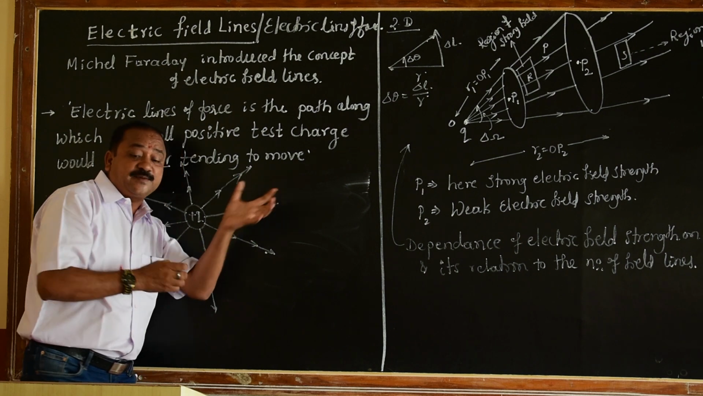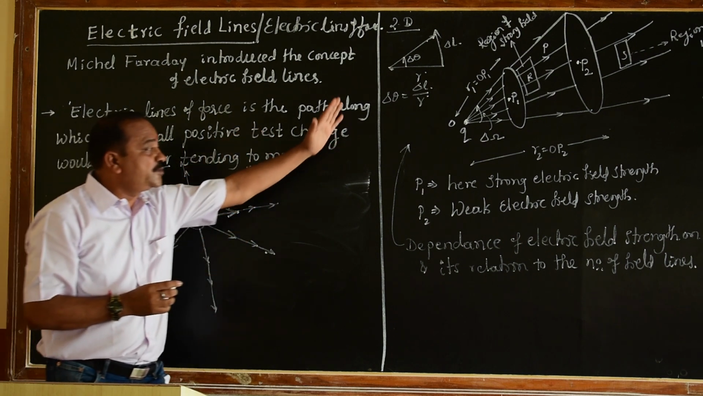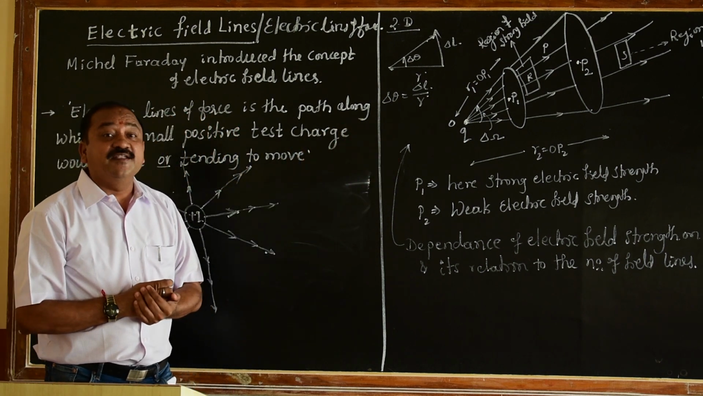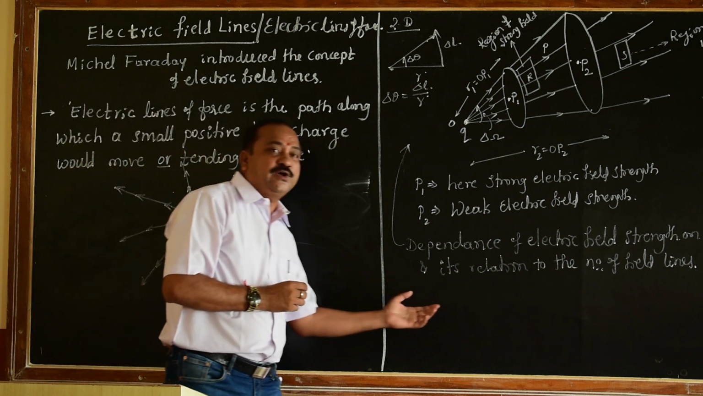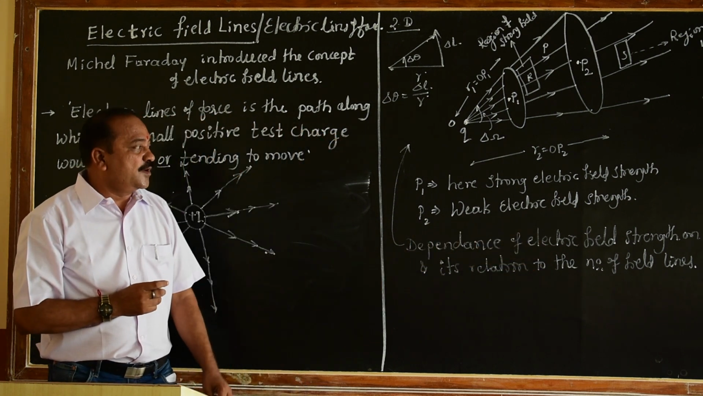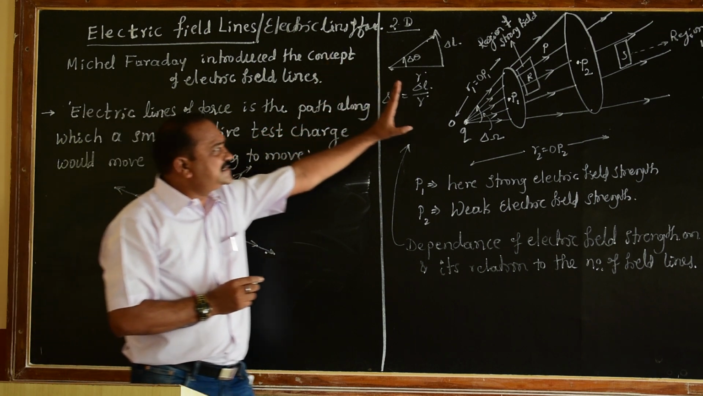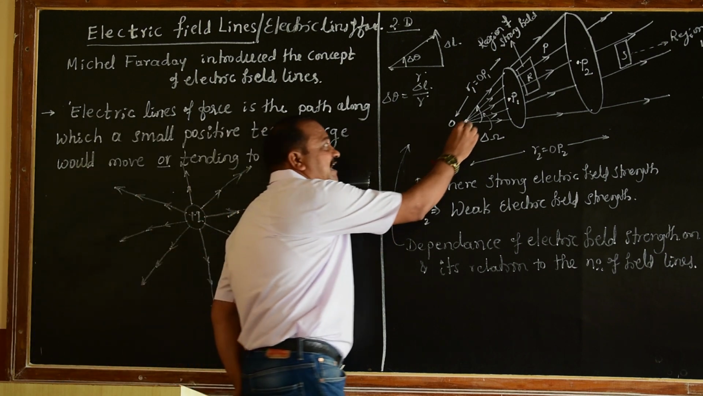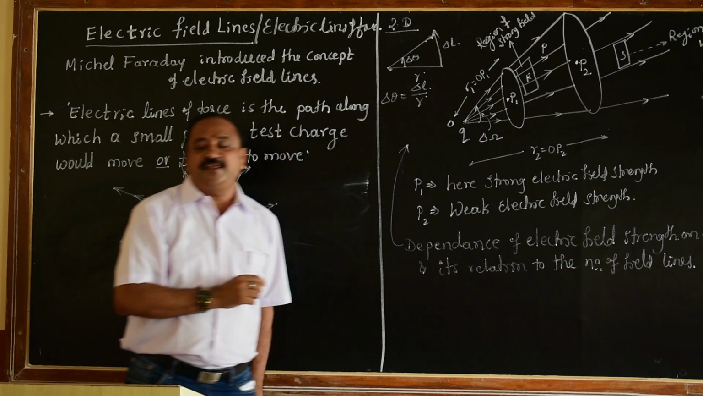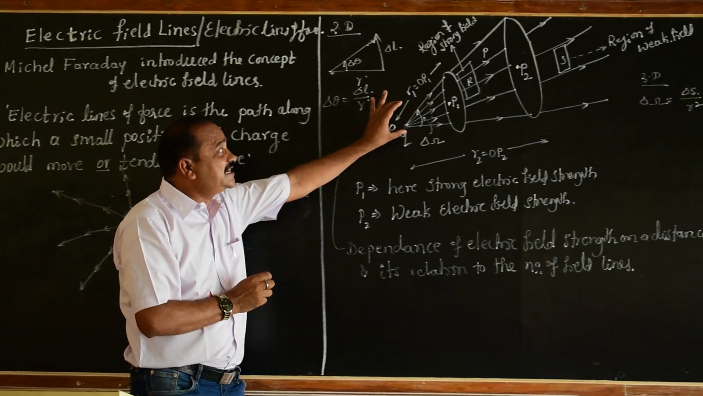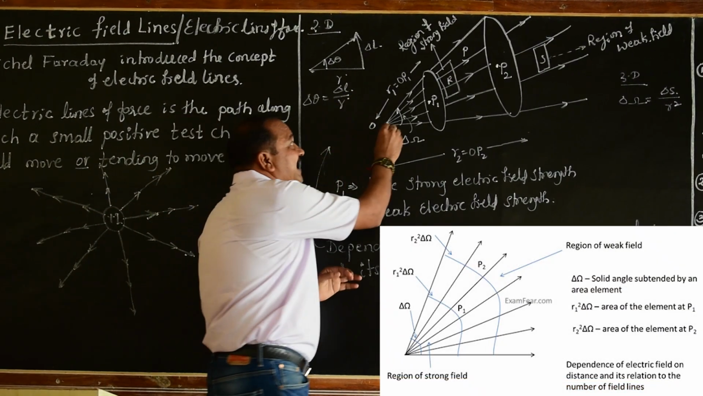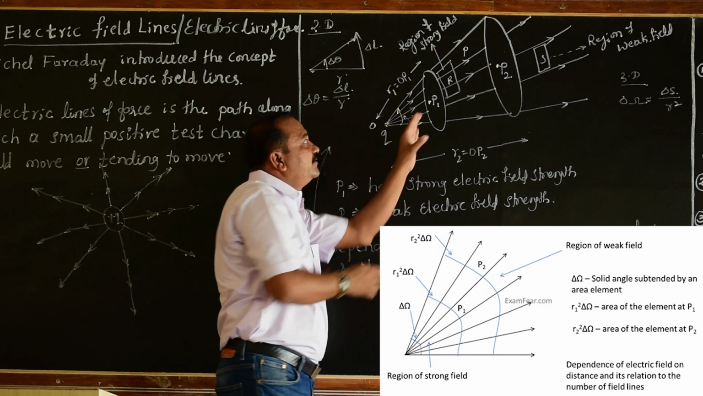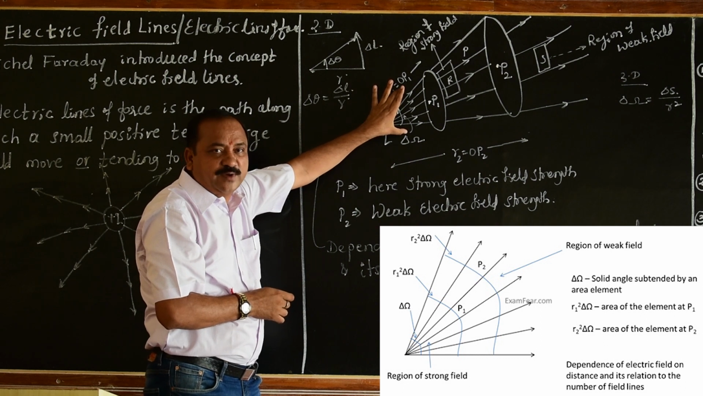In these particular considerations, we must be able to discuss the dependence of electric field strength on the distance and also its relationship to the number of field lines. This is the basic thing that I would like to discuss. As I told you, this is the charge, as usual, the Q charge. Nearby this charge, in that region, the electric field will be more strengthened.